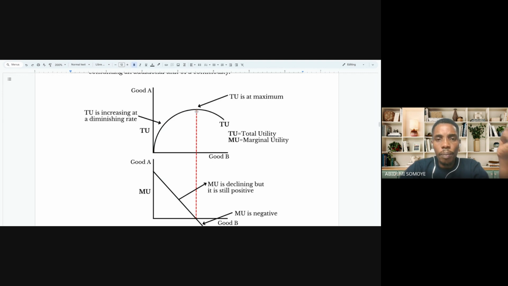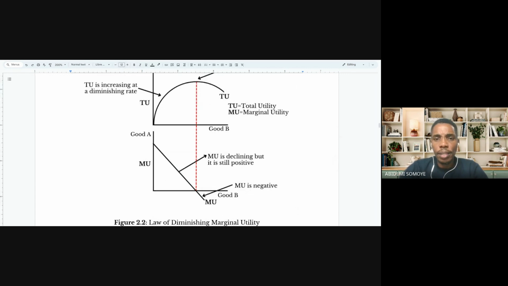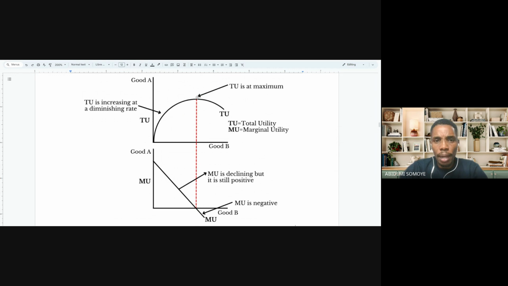So, but it will get to a time, I mentioned that on the 10th day, on the 11th day, what happens? You reach your maximum. And if you reach your maximum, what happens to the marginal utility? It's zero, meaning that marginal utility is zero simply means that if you consume any extra unit, it gives you no extra satisfaction.